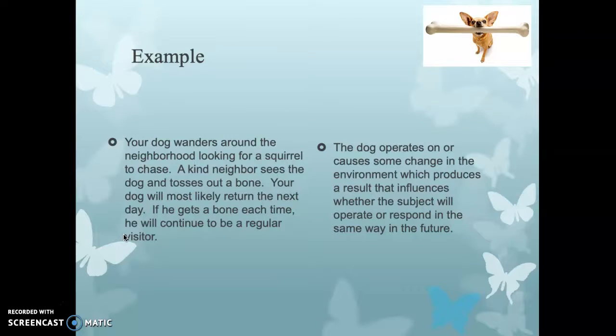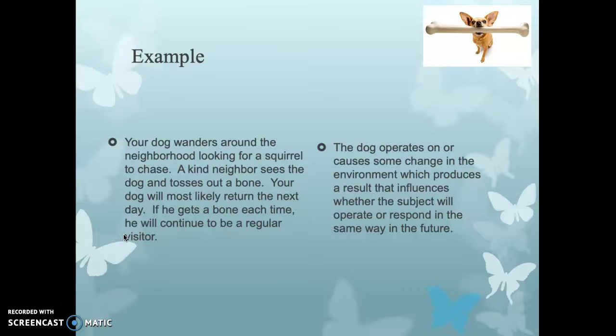So here's another example. It's maybe a little bit easier to understand. So your dog wanders around the neighborhood looking for a squirrel to chase, and your neighbor sees the dog and tosses out a bone. Your dog will most likely return the next day. If he gets a bone each time, then the dog will continue to be a regular visitor. So the dog is being positively reinforced with a bone. And so the dog's like, hey, yeah, this is pretty cool. I'll keep coming back every day.